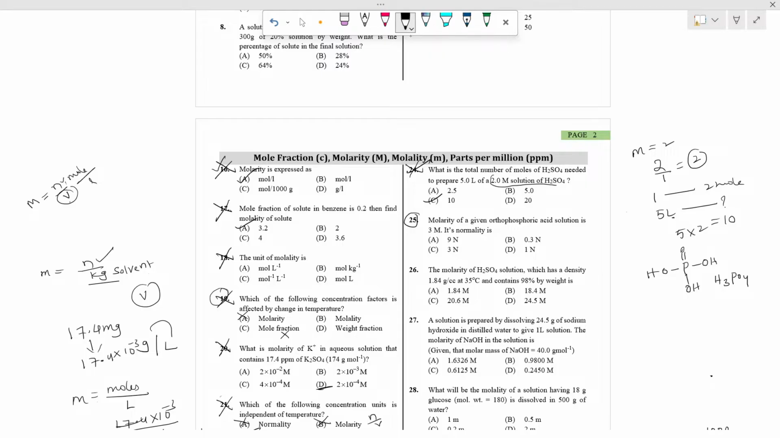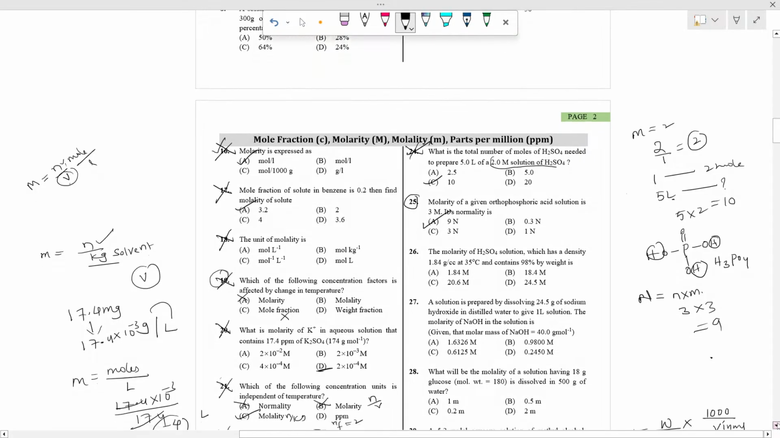Right. So in this, how many hydrogens will this acid release? 3 hydrogens. So normality is equal to what? Normality is equal to molarity into n factor. The n factor is 3 here and molarity is 3. 3 times 3 is 9, so normality is 9. So option A will come.